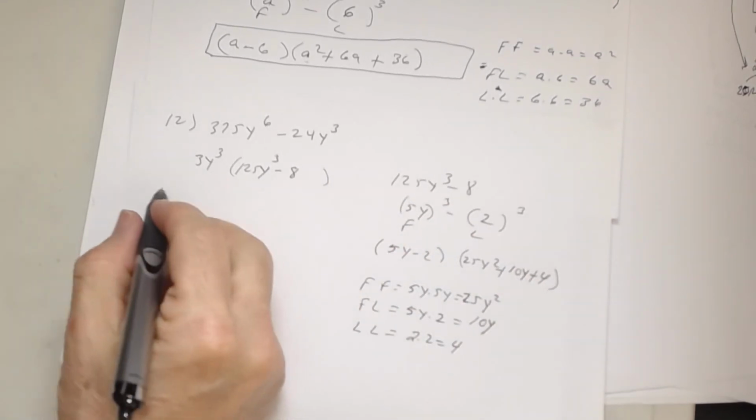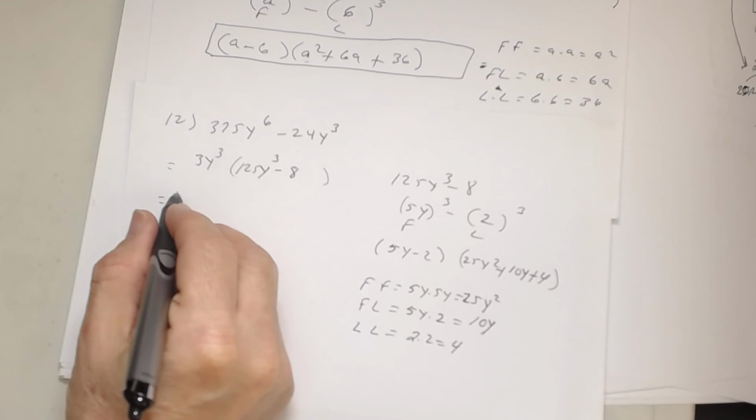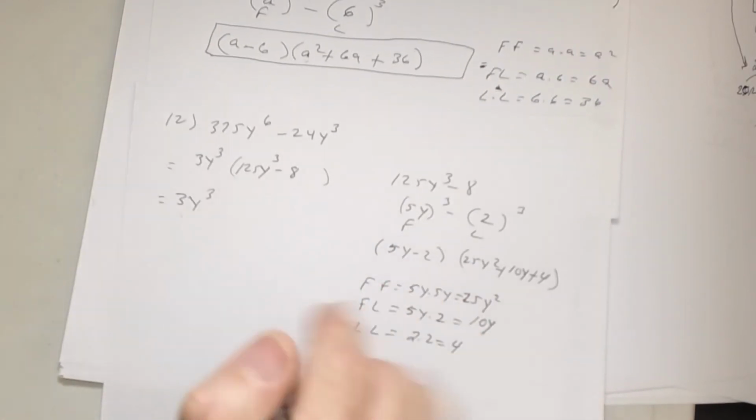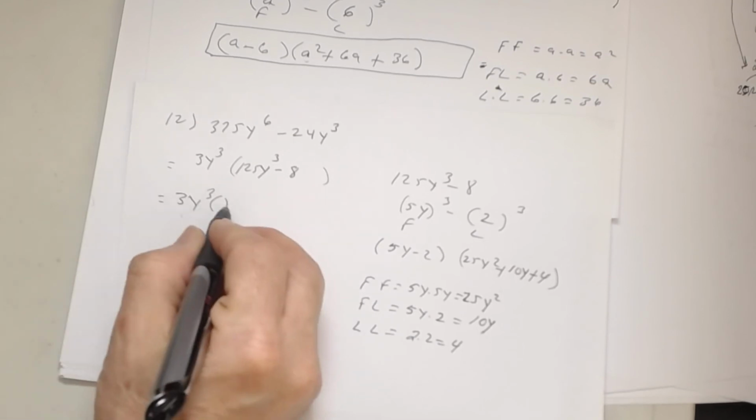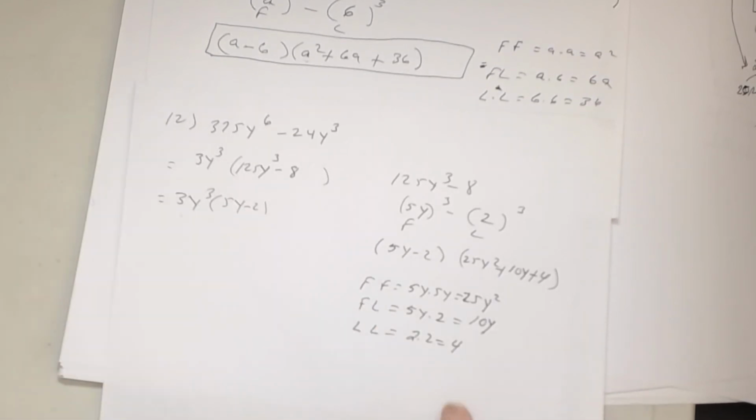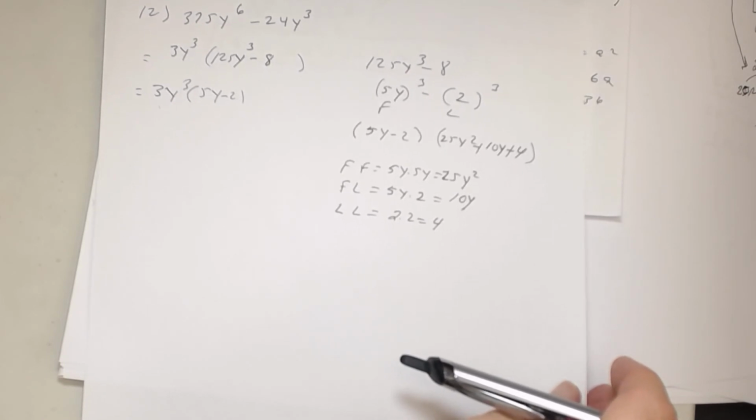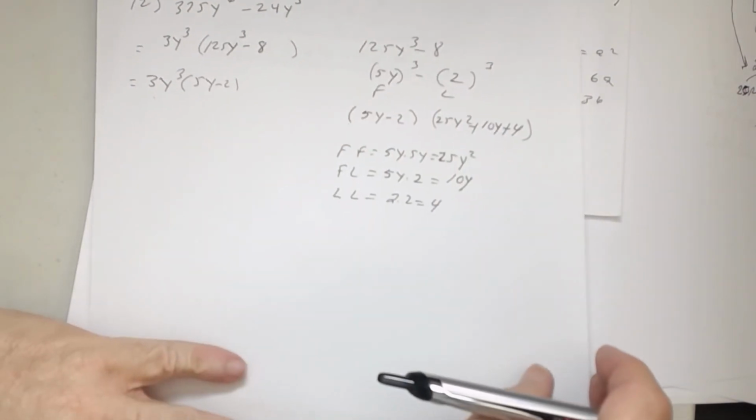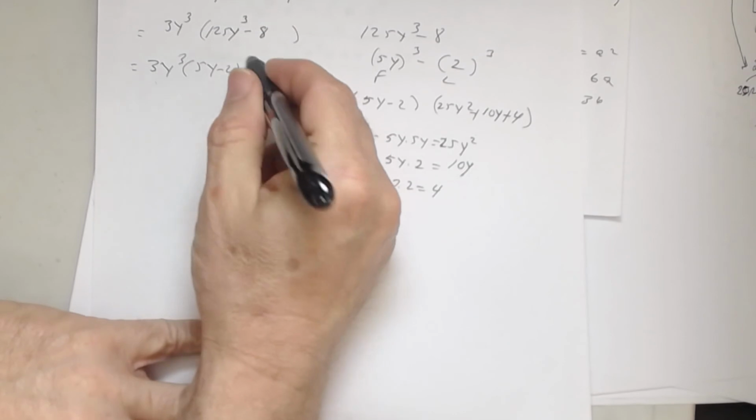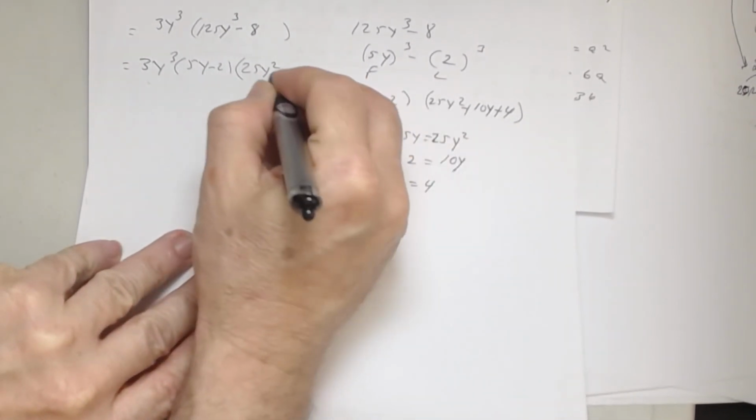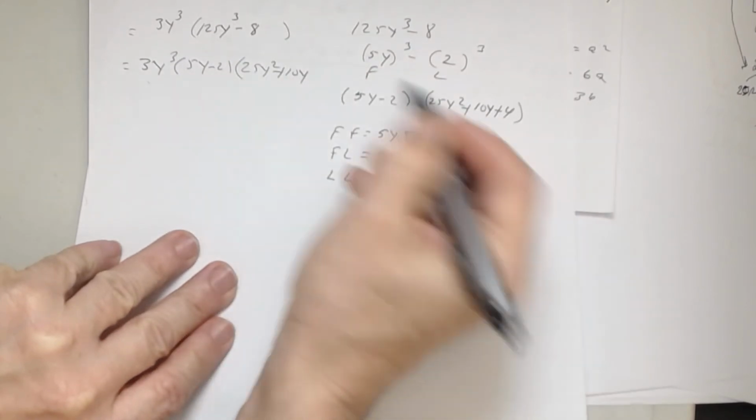But what's the answer to the original problem? 3y cubed times this binomial times a trinomial. All right, times 25y squared plus 10y plus 4.